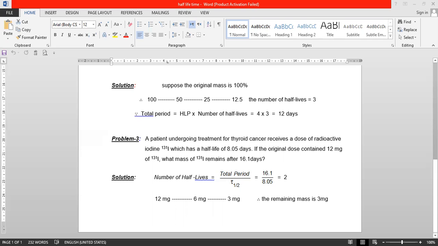Okay, the next part is about transuranium elements. What are transuranium elements? Transuranium elements are elements with atomic number above 92. All these elements are considered to be radioactive elements. These transuranium elements, what do they do? They are all unstable. From 92 and above, they are all radioactive.